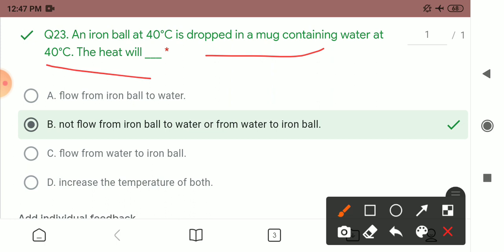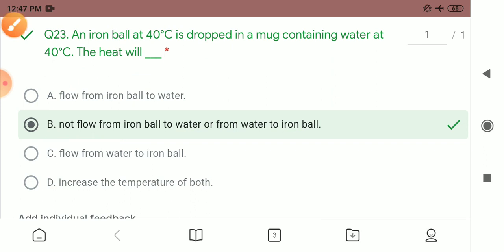So here your answer is option B, that is no heat flows from the iron bowl to the water or from the water to the iron bowl. As the temperature of these two things, the iron bowl and the water, is the same, and in the chapter we studied that if the temperature of two objects is equal, then heat transfer will not take place. So here also the heat transfer will not take place as the temperature of both the objects is the same. So that's why here your answer is option B.